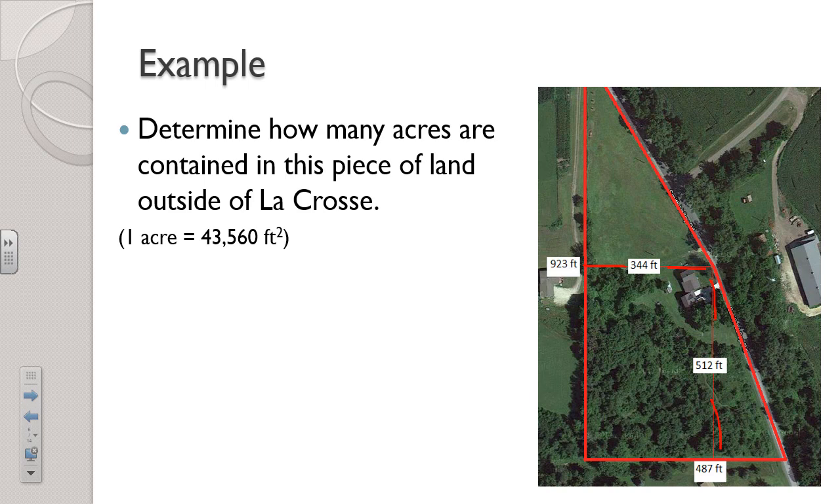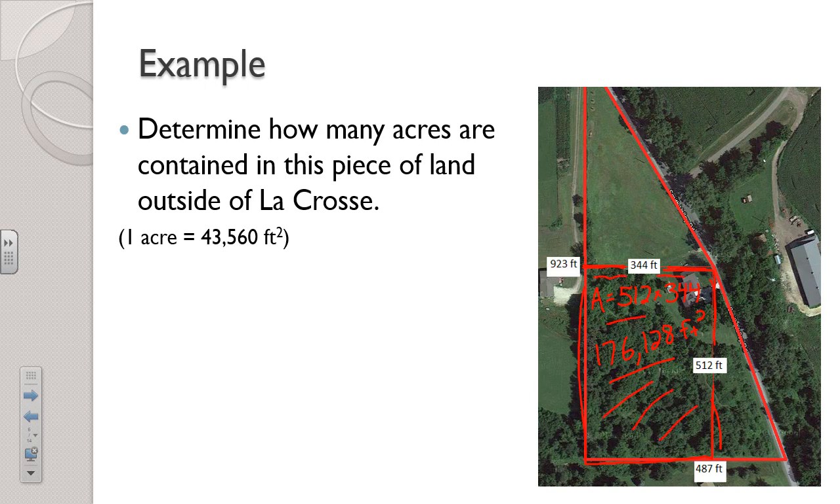So start by finding the area of this rectangular part right in the middle. That's pretty straightforward. We can multiply 512 by 344. And that turns out to be 176,128 square feet. Okay, that takes care of that.